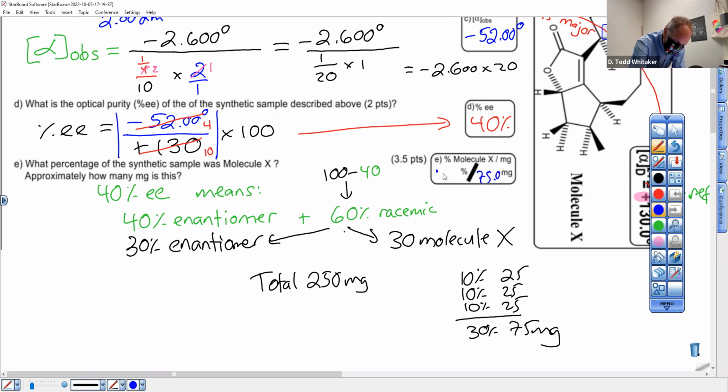Oh, it's not 40%, it's 30%. Wait, no, I didn't want EE in the box. EE was the previous box. 30% X is 75 milligrams. 30% X. Let's highlight the answers where we got them from. If I wrote percent, maybe I could have remembered. There we go.